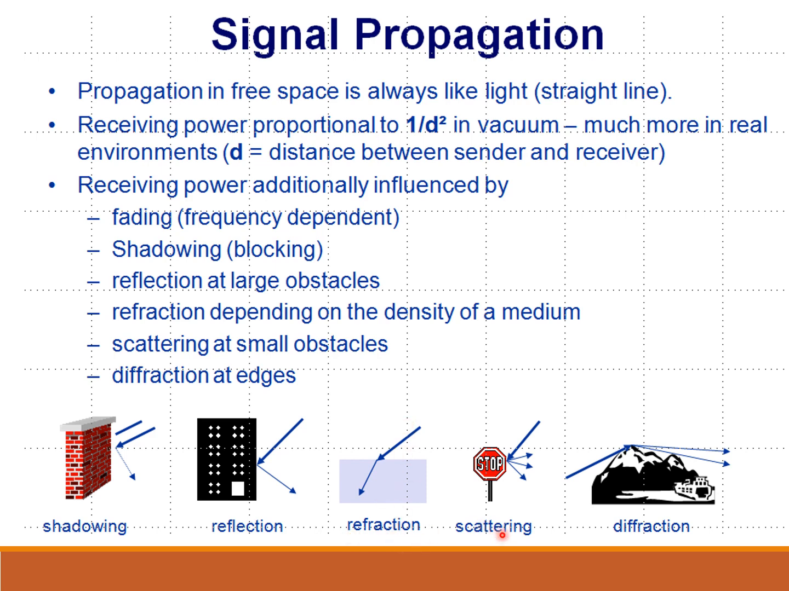Then scattering. Here, when the signal impinges on any object that is smaller than its wavelength, the signal gets scattered. Now diffraction is whenever the signal comes across sharp edges, the bending of signals takes place.